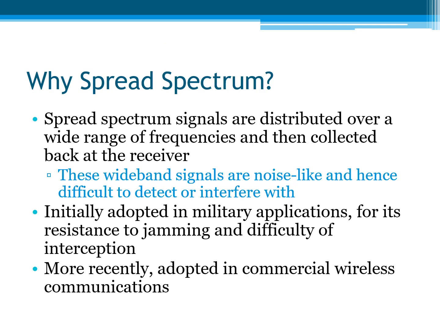So why do we have to use spread spectrum? Spread signals are distributed over a wide range of frequencies and then collected back at the receiver. These wide band signals are noise-like and hence difficult to detect or interfere with other signals. This spread spectrum technique was initially adopted in military applications for its resistance to jamming and difficulty of interception, and more recently adopted in commercial wireless communications.